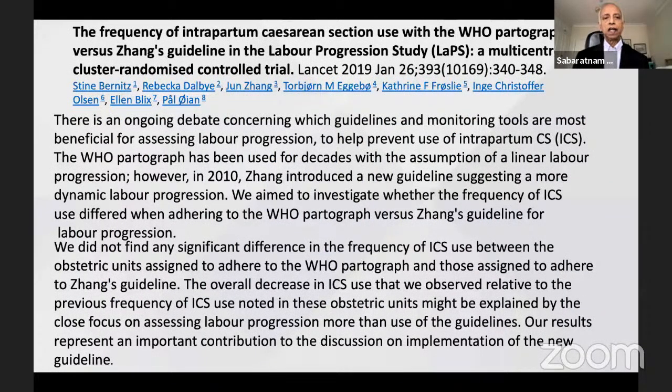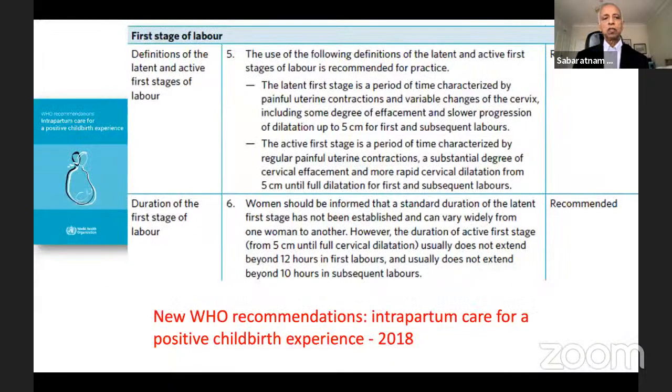Now, I mentioned Zhang and whether Zhang's partograph would do better. In Norway, they did a randomized controlled study, published in 2019, comparing intrapartum cesarean section using the partograph of the WHO compared to Zhang's guideline. Although there was an overall decrease in both groups, there was no specific benefit in Zhang's group. So just using a labor curve alone is not enough. You must add the companionship, respectful care, etc., to make it better. So that is the principle of the WHO intrapartum care guideline.